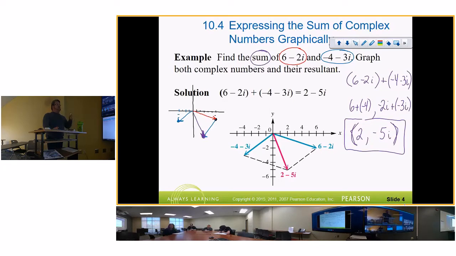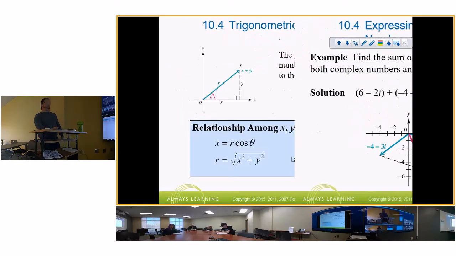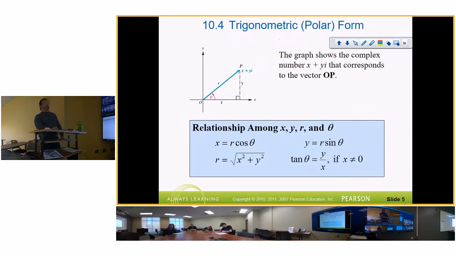But when they start nesting these problems and combining things on top of one another, it starts to get a little bit fuzzy. Any questions on that one? All right, the graph shows the complex. Oh, look over there. R sine theta, R cosine theta.